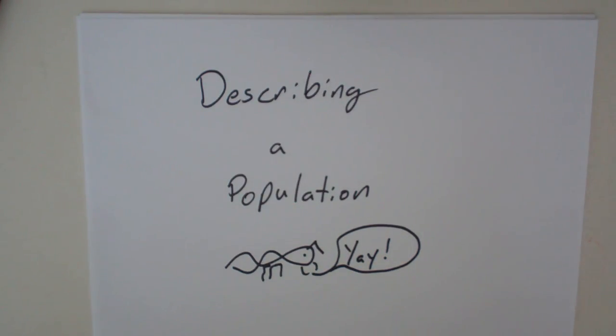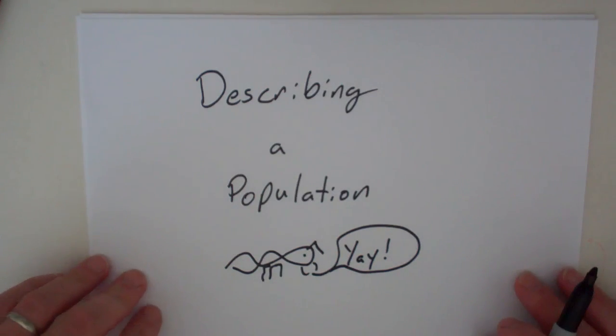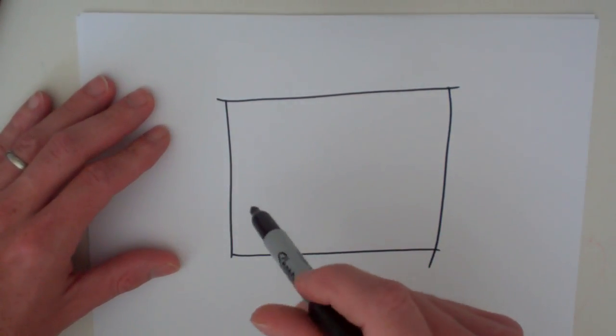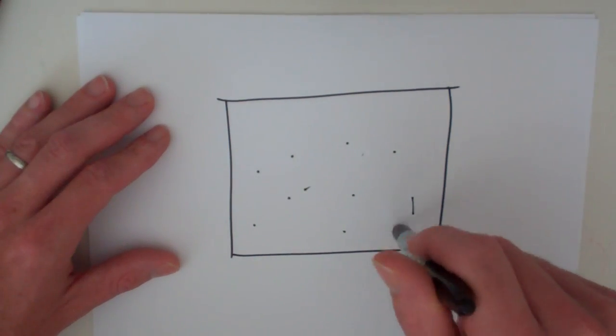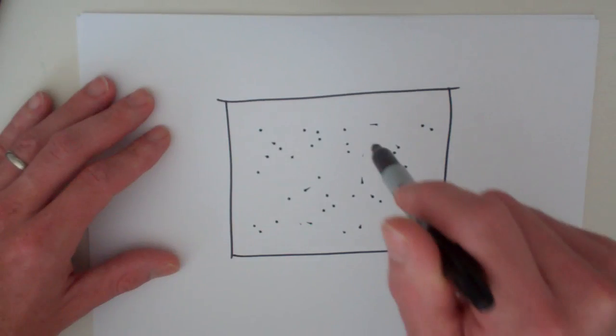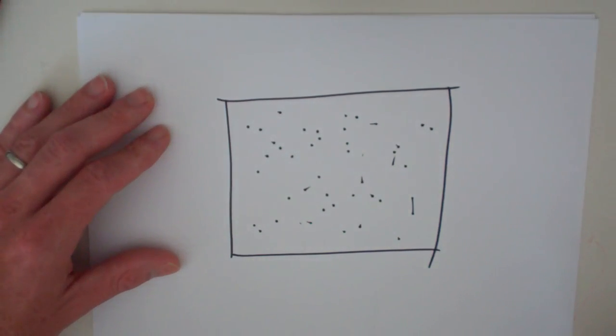Okay, so this is a quick description about how we can describe a population statistically. So let's just say you go out and you are supposed to sample a forest. There are a really high number of trees in this forest, and so realistically, you can't measure every single tree in the forest. So what you naturally do is subsample.